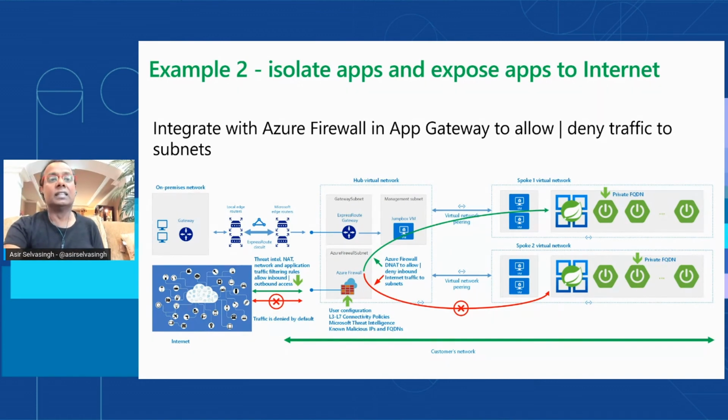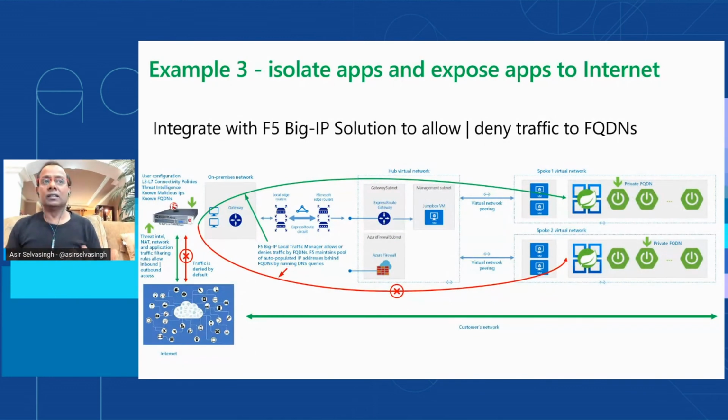Here is another arrangement where there's an F5 BIG-IP solution used to allow or deny traffic to FQDNs. Here, what is happening is your internet traffic is coming in through your on-prem. On-prem is where the F5 BIG-IP is running. And from your on-prem, through the connection through ExpressRoute and hub and spoke model, you can actually allow or deny traffic to fully qualified domain names sitting in Azure Spring Cloud. You can see some of them can be reached and the others cannot be reached.